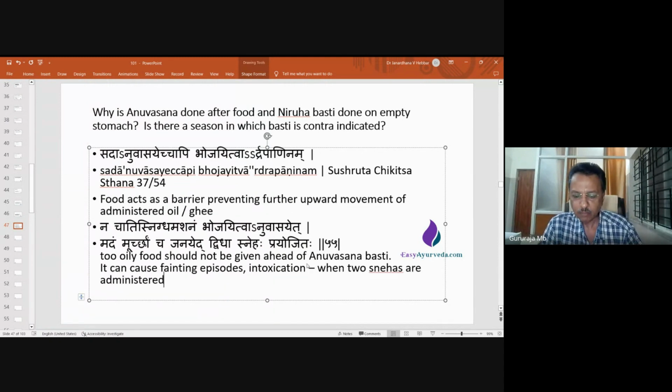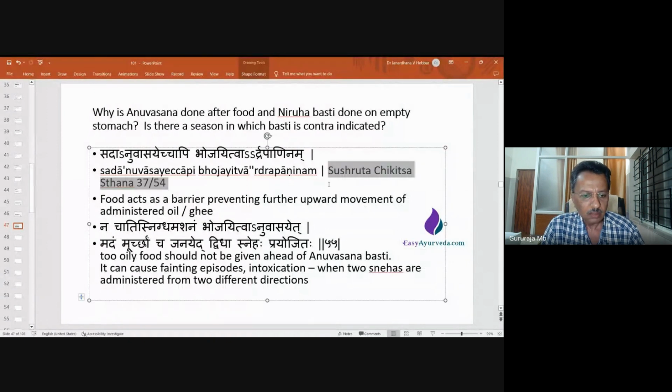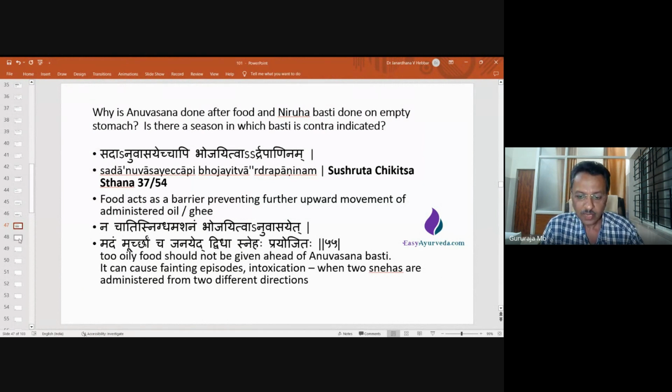So I take this information from the Acharyas as Aptopadesha. They very clearly said, Anuvasana, it is better to give it after the food, and Kashaya Basti on an empty stomach. The probable reason may be from my intuitions and my understanding. I can give you my explanations. And if anything goes wrong, please correct me, Dr. Ram.